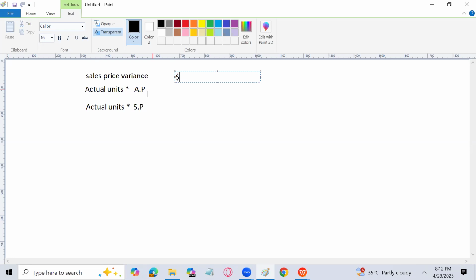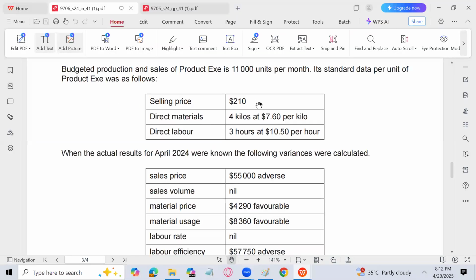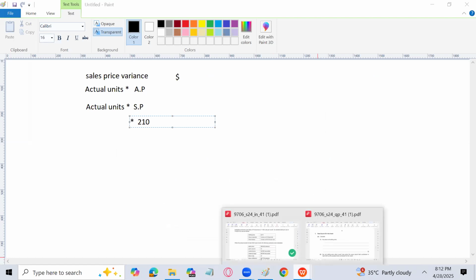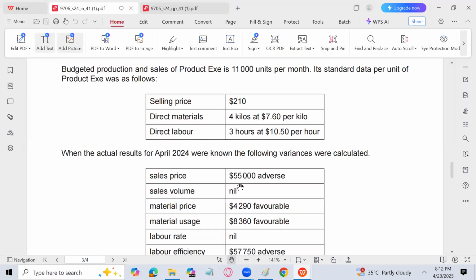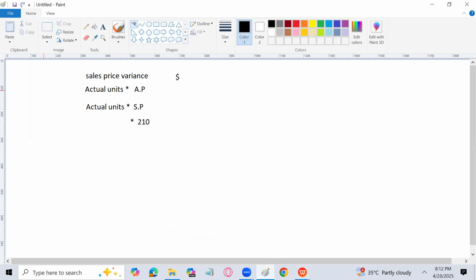Let's see, we don't have the actual units available right now. And the actual price, if you look at the question, is also not available, but the standard price is there, which is the standard selling price, that is 210. And the variance is also given. The variance is how much? The sales price variance is 55,000 adverse.